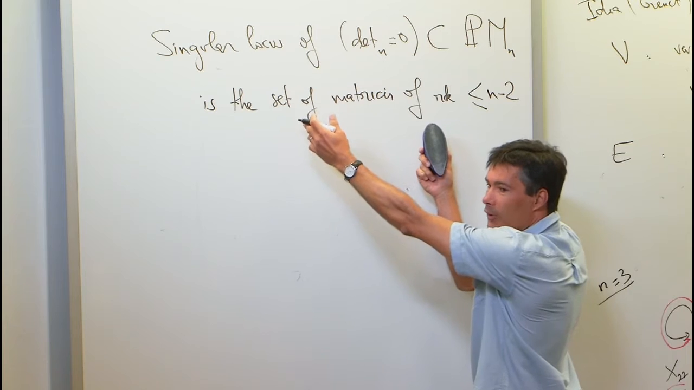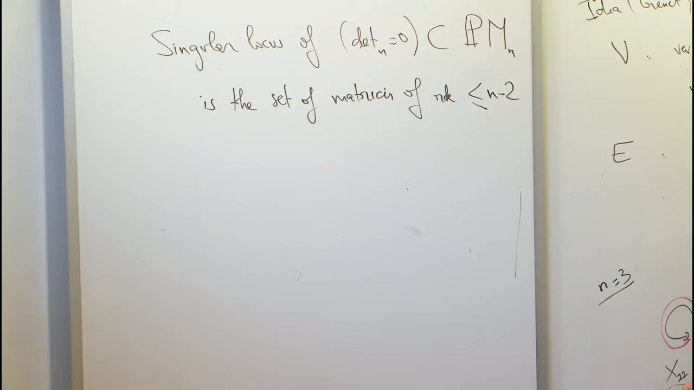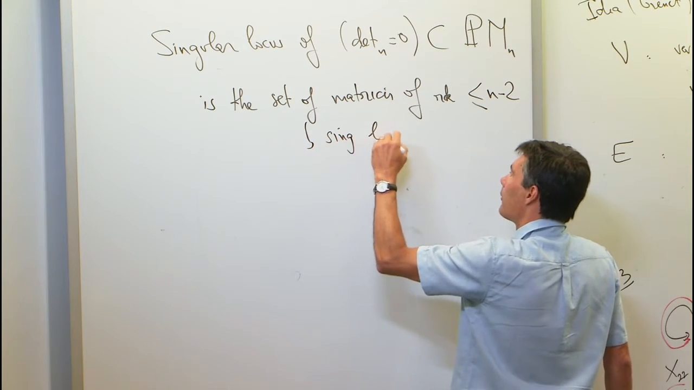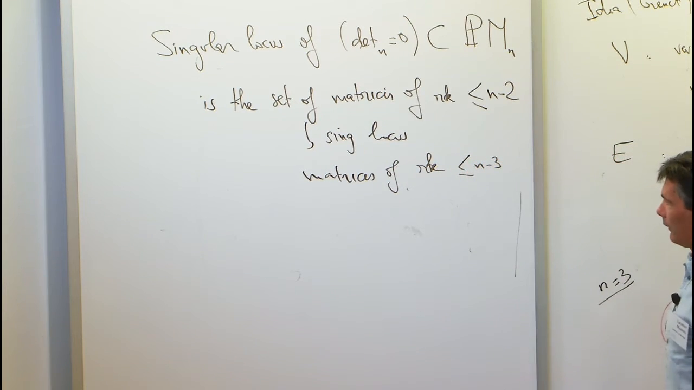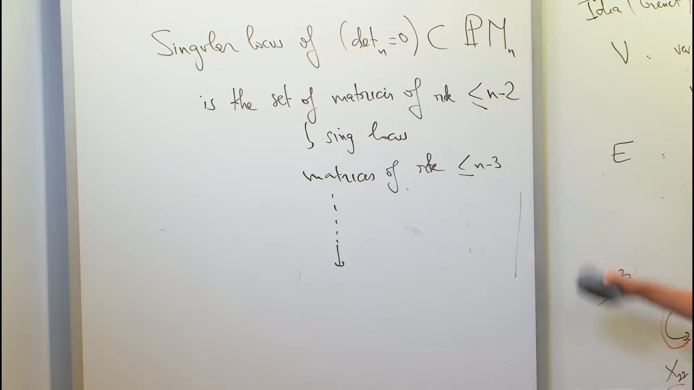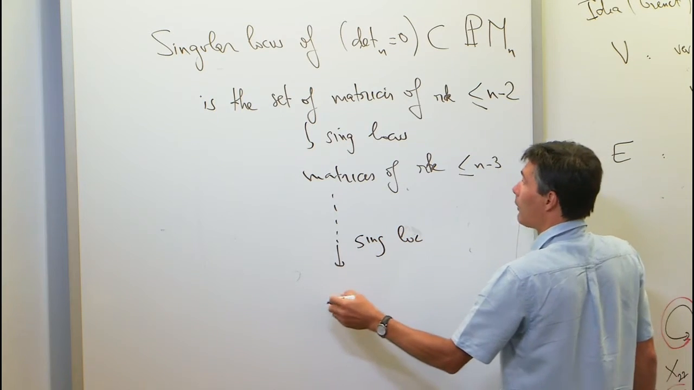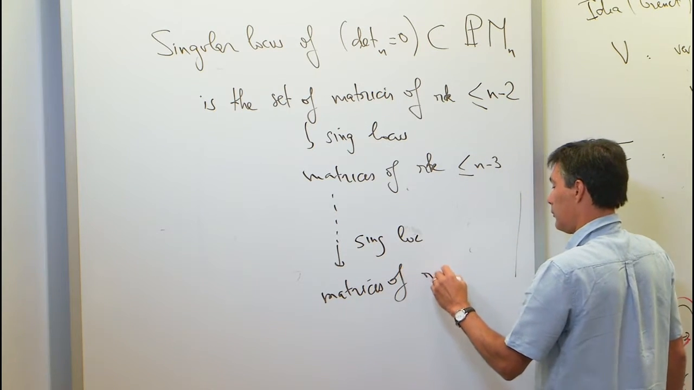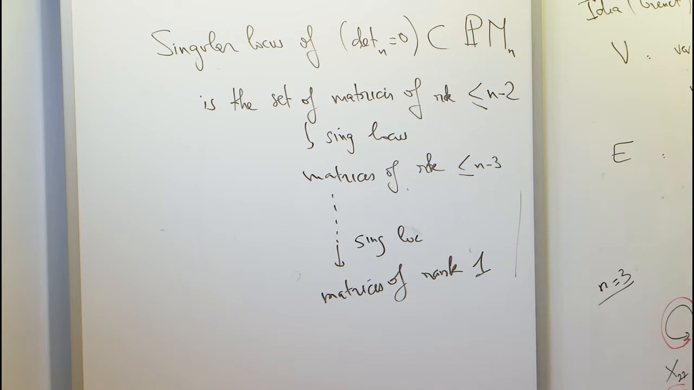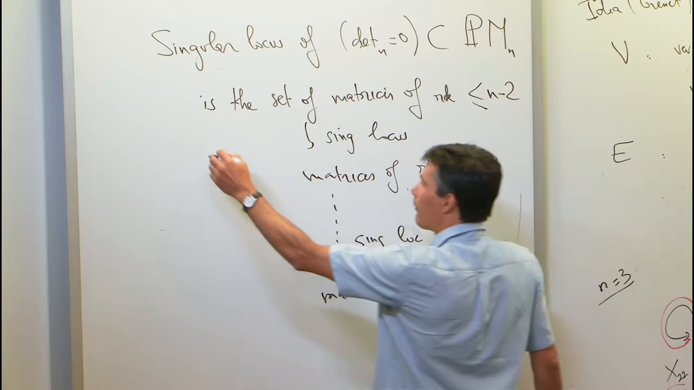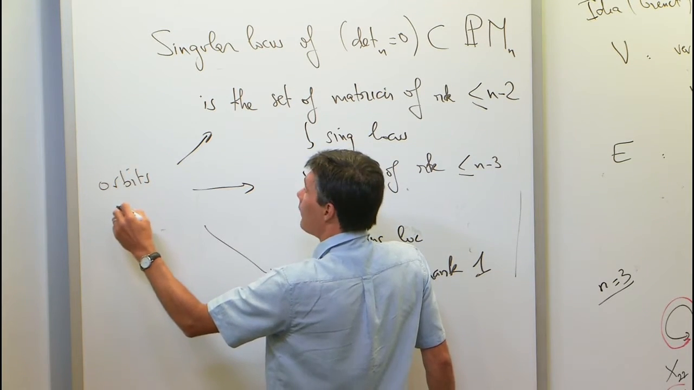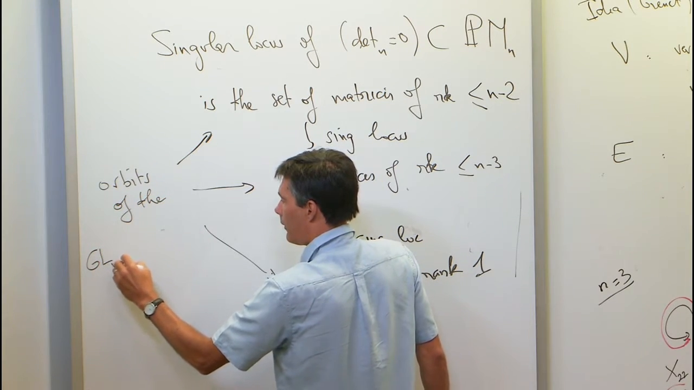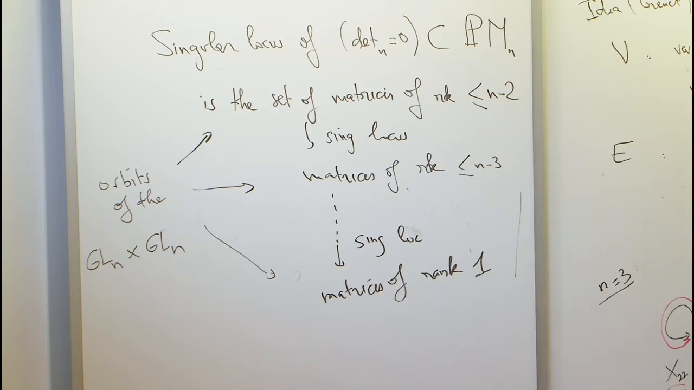You can look at the set of matrices and its singular locus, which is geometrically natural. Take the singular locus again. We get matrices of rank at most n minus 3, etc. By going to singular loci again and again, I would eventually get the matrices of rank 1. And these different singular strata are precisely the orbits of the action of the linear group. You can multiply matrices from the left and from the right. This preserves the rank, and the orbits are exactly this.